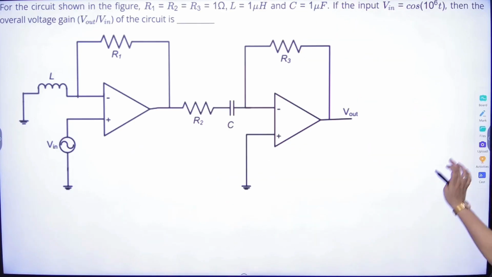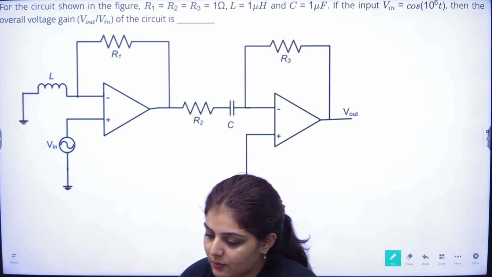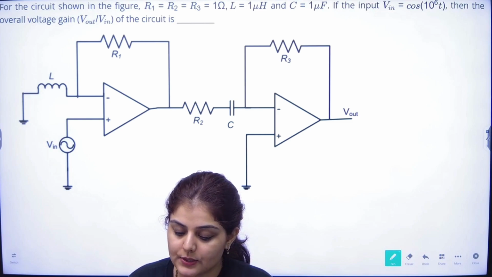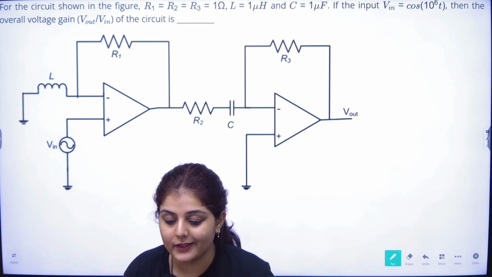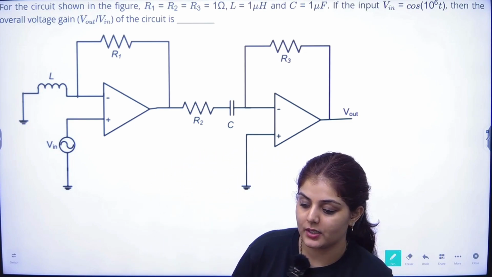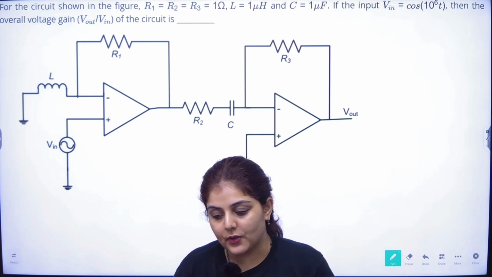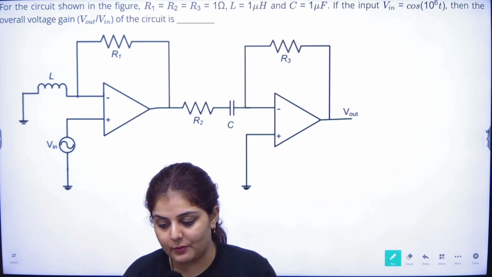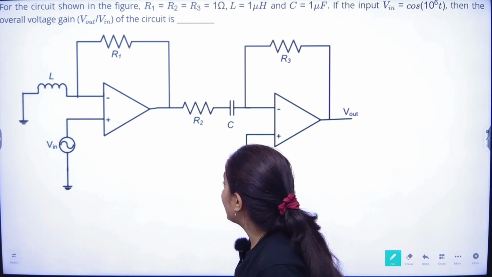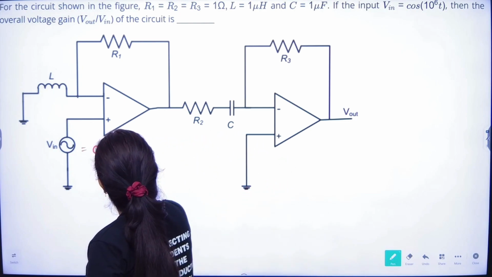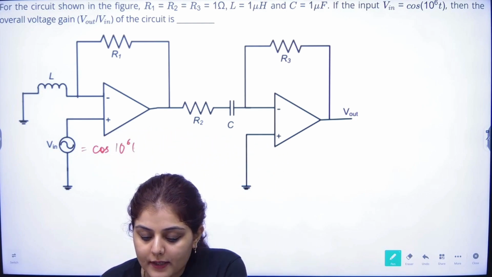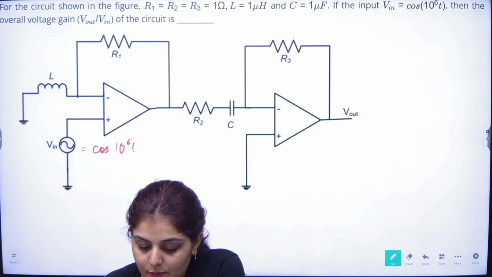Okay, moving on to the next question. Let's just read what the next question says. It says that for the circuit shown in the figure, R1, R2, R3 are equal to 1. So values of all the resistances are given, which is equal to 1. L, which is the inductor, is equal to 1 microhenry, and the capacitor is equal to 1 microfarad. Both are in micro. V in is given in cosine, so that is a sinusoidal. So this is cos 10 raised to power 6 t, right? Then the overall voltage gain V out by V in for the circuit will be what?